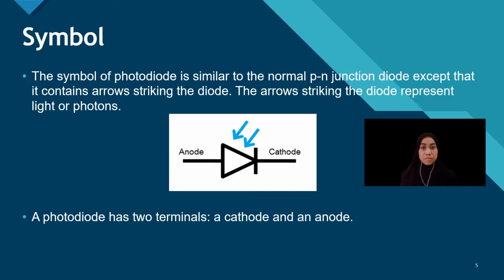As you can see from the picture given, this is the symbol of the photodiode. The symbol of the photodiode is similar to the normal PN junction diode, except there is an arrow striking the diode. The arrow striking the diode represents light or photons. A photodiode has two terminals, which are a cathode and an anode.